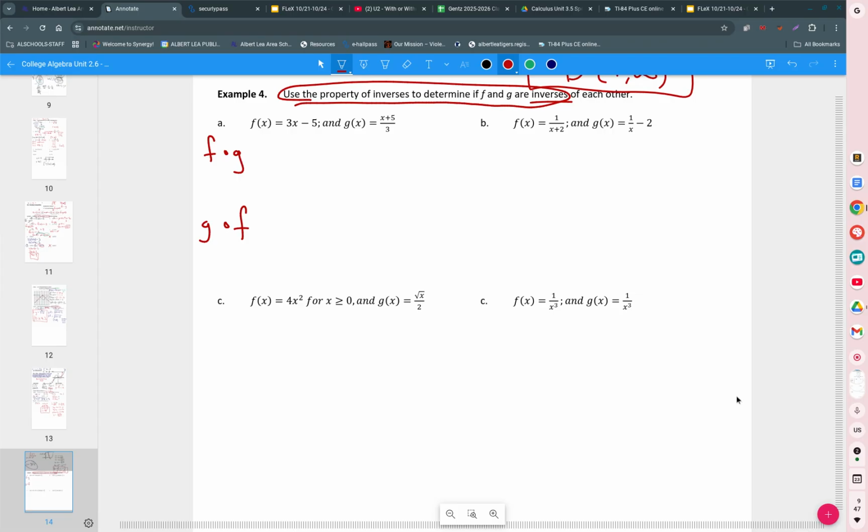Here's where those of you who have sloppy handwriting and those of you who like to take shortcuts on the test, this will cost you, I will take off points. I have to be able to see your work, and I'll show you exactly what I'm talking about. f of g, that means I take this and I dump it in for x. And I get 3 times the quantity (x + 5)/3, minus 5.